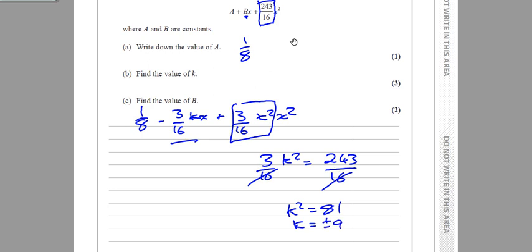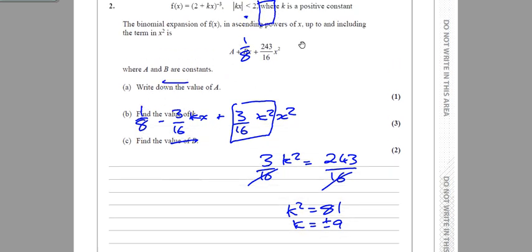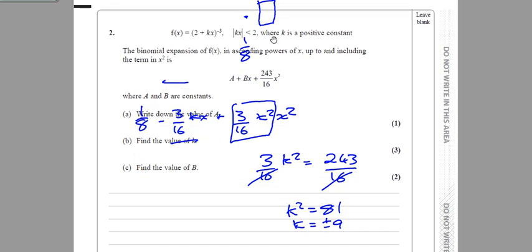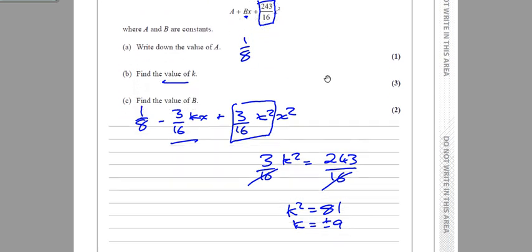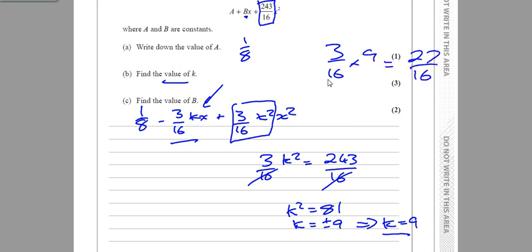Now notice that gives us 2 solutions. It says the value of k. So if we go back to the question, it says that k is a positive constant. So therefore, k is just going to be 9. And then once we know that k is 9, if we substitute that in, that's going to give us the coefficient of b.